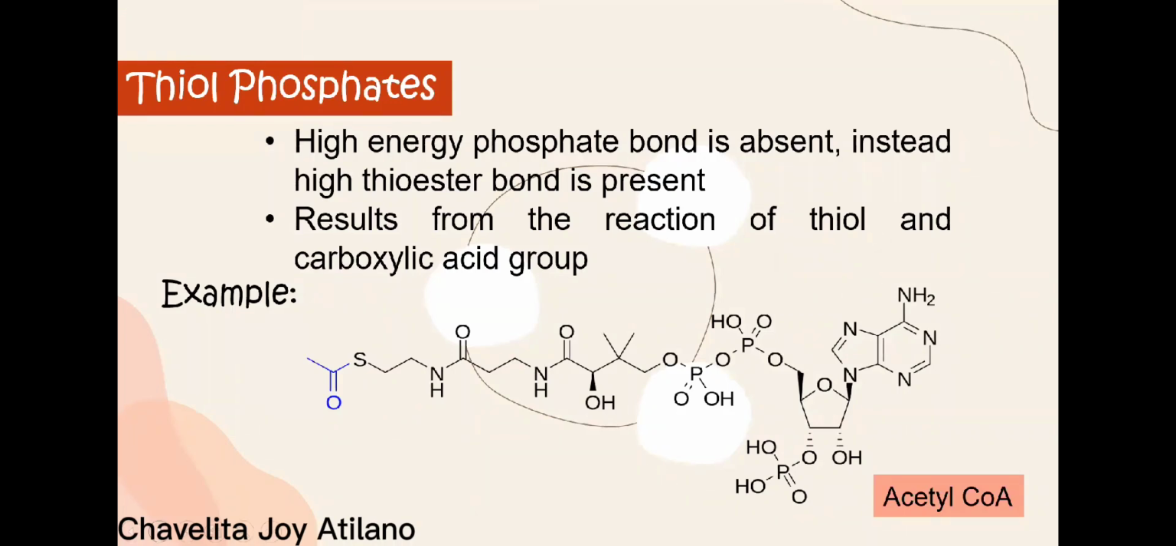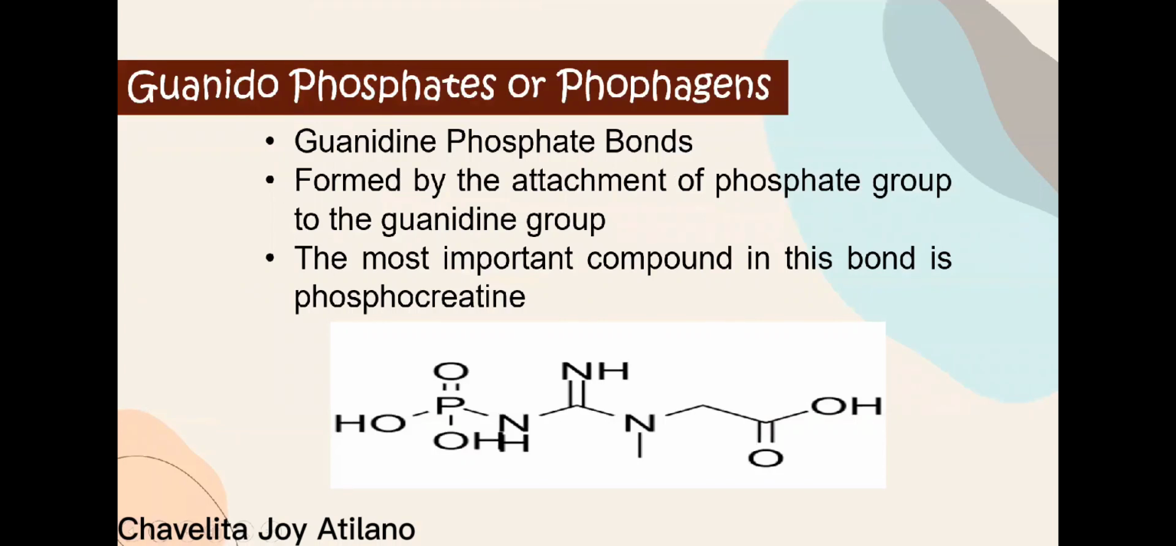And then the fourth one is the thiol phosphate. In this type, a high-energy phosphate bond is absent. Instead, a high-energy thioester bond is present. It results from the reaction of the thiol and the carboxylic group. An example of this is acetyl-CoA. And lastly, the guanidophosphate, also known as phosphagens, has guanidine phosphate bonds. It is formed by the attachment of the phosphate group to a guanidine group. The most important compound in this group is phosphocreatine. And that's all for the high-energy phosphate compounds.